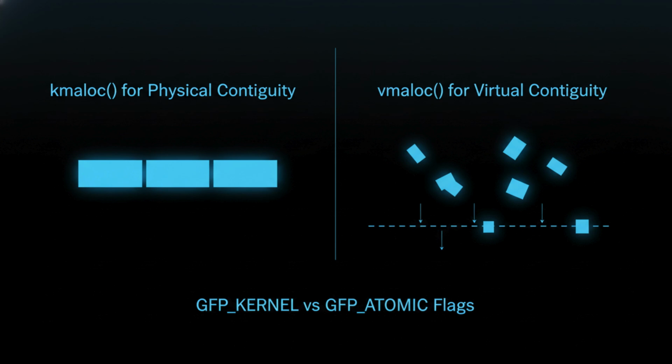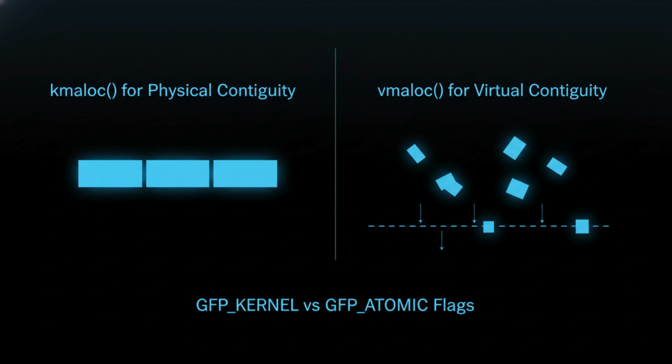Kernel space is a different beast compared to user space. For senior engineers, selecting the right allocation strategy is paramount for system reliability. We primarily use kmalloc for small, physically contiguous memory blocks, which is essential for DMA, direct memory access, common in device drivers. However, kmalloc is limited in size and can fail if memory is fragmented. On the other hand, vmalloc provides larger, virtually contiguous memory by mapping non-contiguous physical pages.